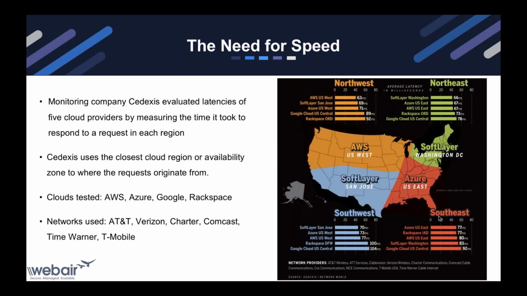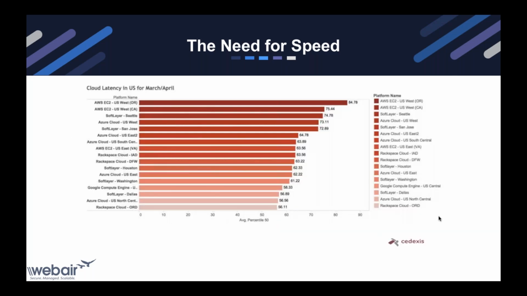Yes, if your office is around the corner from a cloud provider in Ashburn, Virginia, you're going to be much better off. But these are averages. And if we look at the best speeds that are out there, at best with Azure, you'll get down to 56 milliseconds.